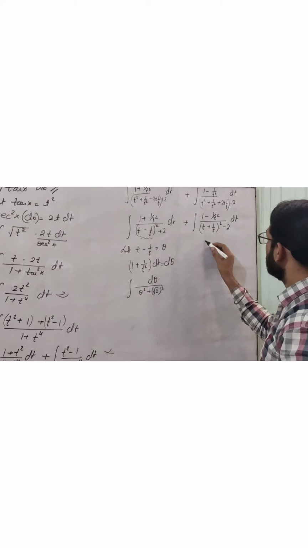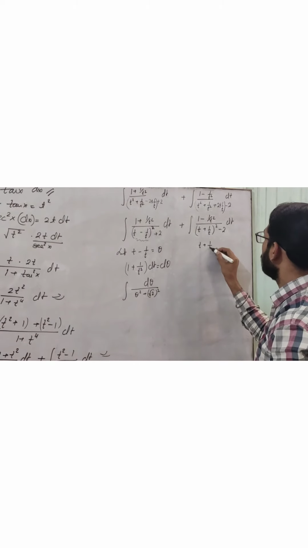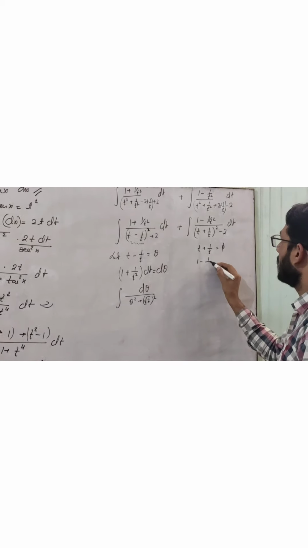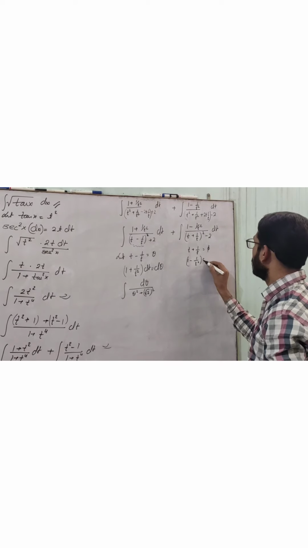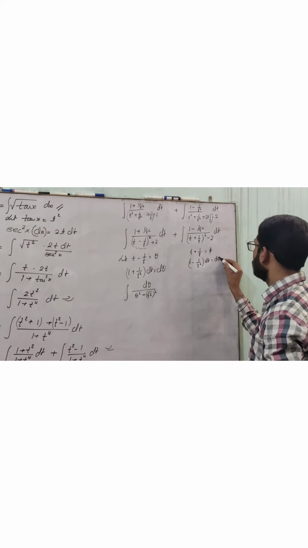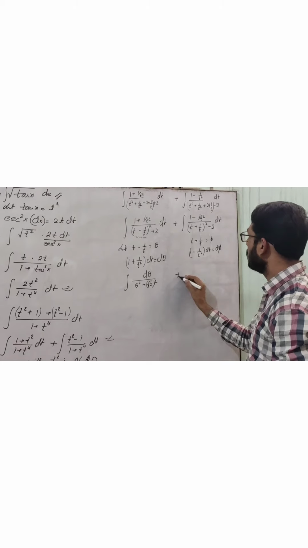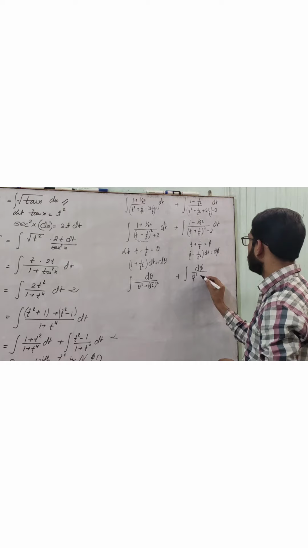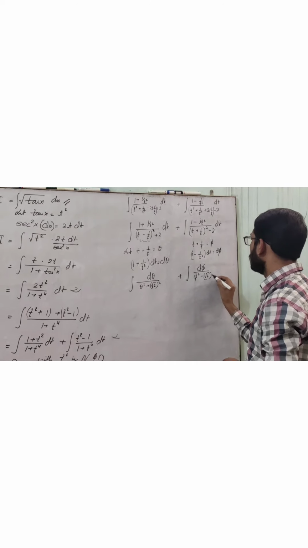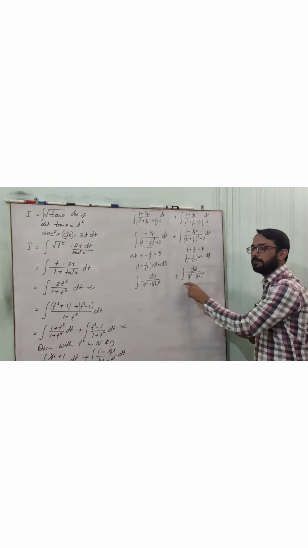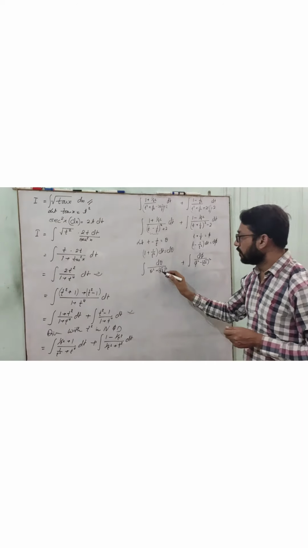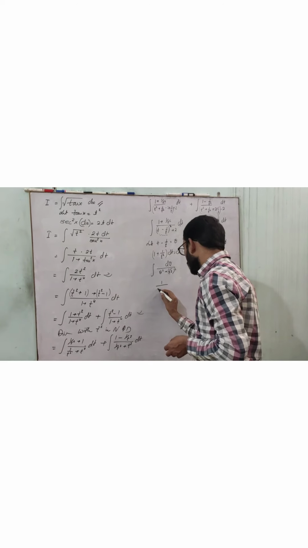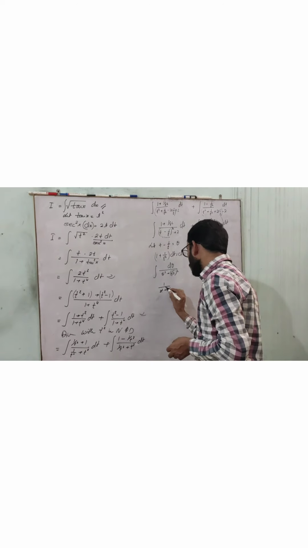Now in this case, t plus 1 upon t I am supposing as phi, differentiating 1 minus 1 upon t square dt is d phi. So it will become plus integral d phi upon phi square minus root 2 to whole square. Now we need to implement the identity in both. First is 1 upon x square plus a square integral.